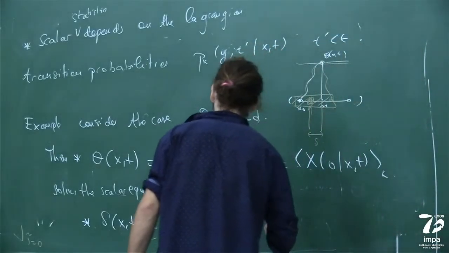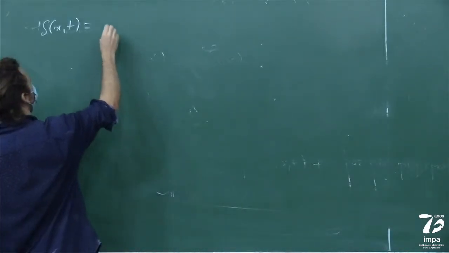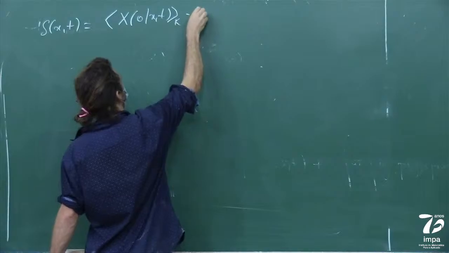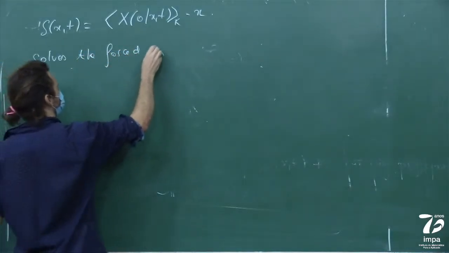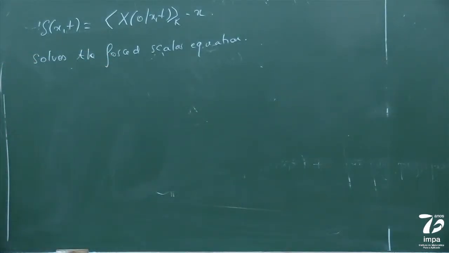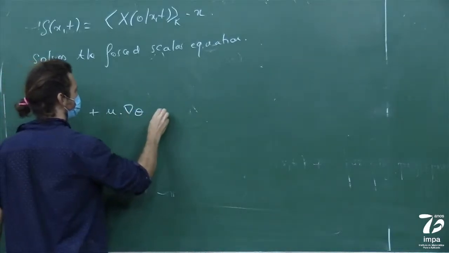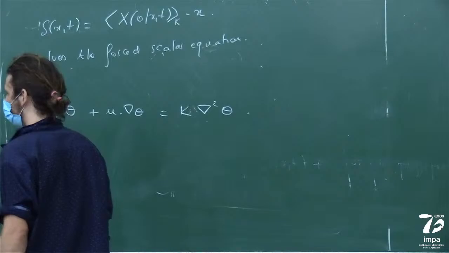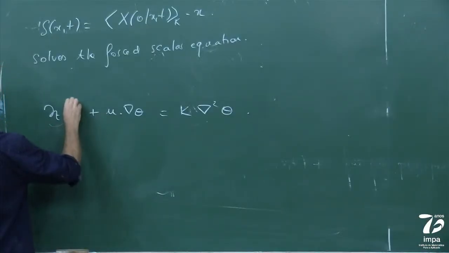This guy also satisfies a scalar equation, but this time it's a forced scalar equation. So delta of x t equals x0 x t kappa minus x, and it solves the forced scalar equation. Indeed, we have d_t theta plus u grad theta equal kappa Laplacian theta. So theta is this guy here. I'm just going to write theta is x plus delta.